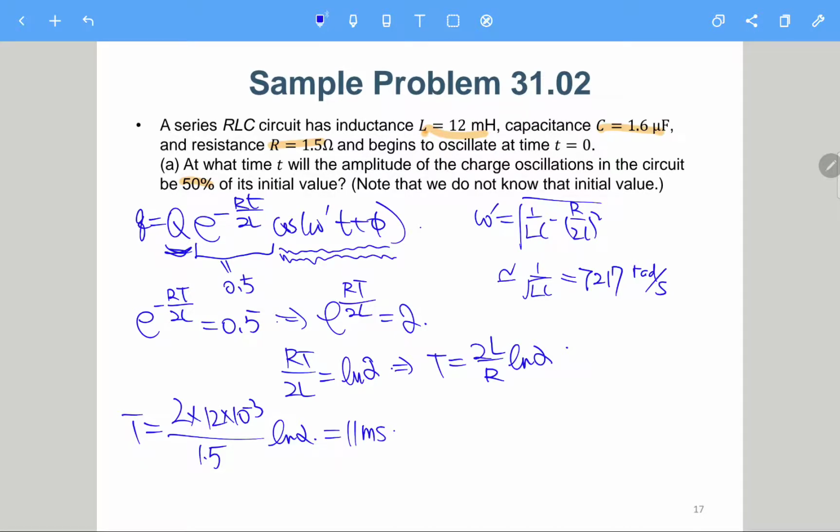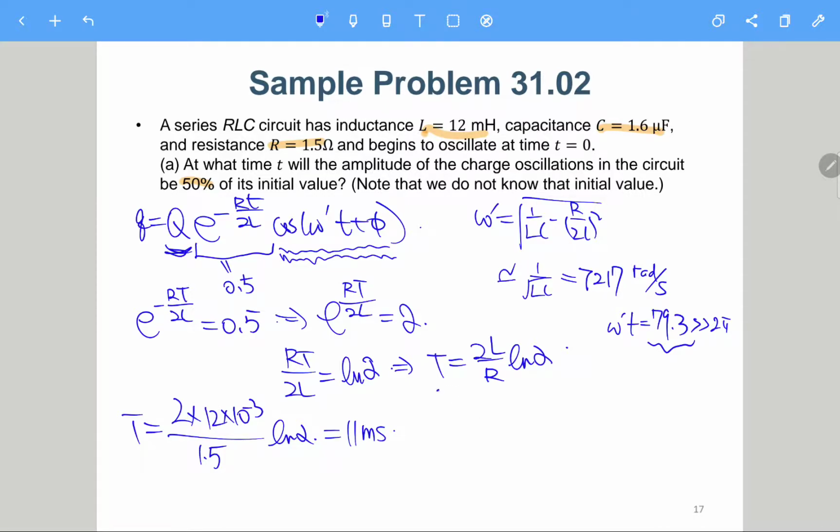If this is f, it is in hertz. The SI unit should be hertz. So if you have omega prime times T, multiplied by 11, omega prime times T will be 79.3, which is much larger than 2 pi.